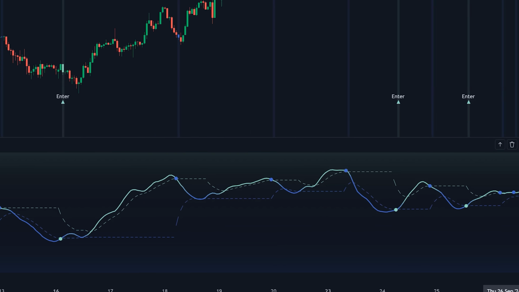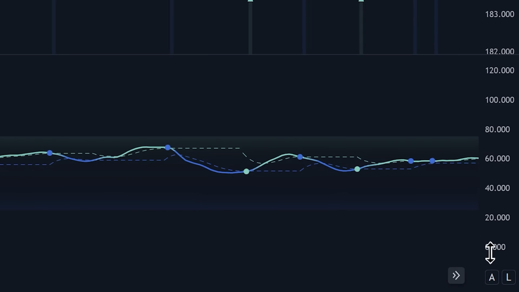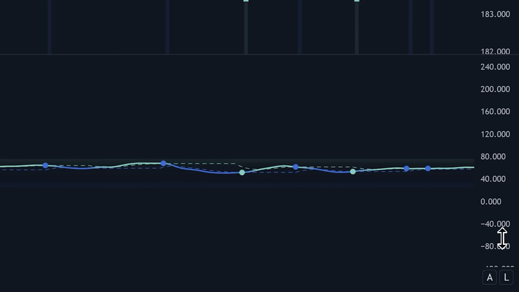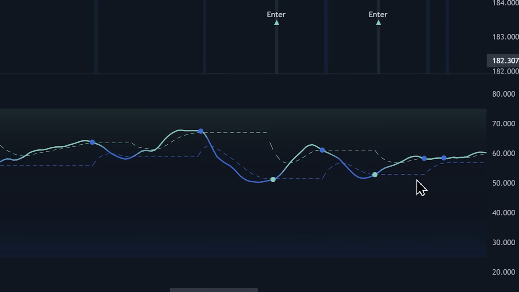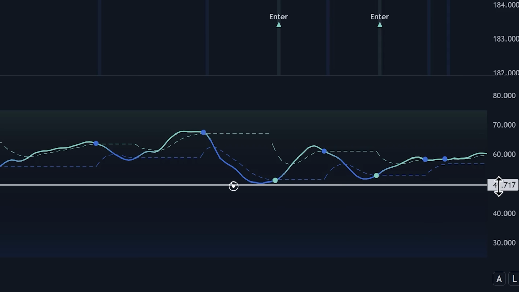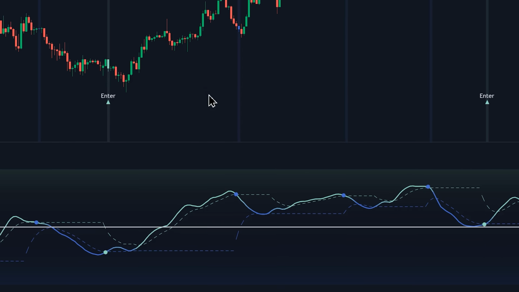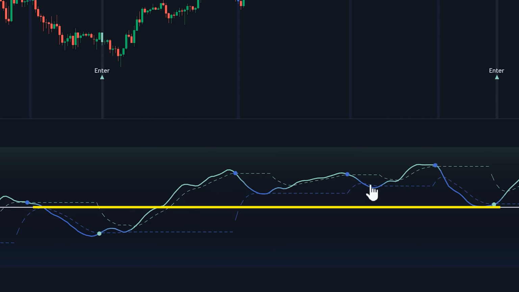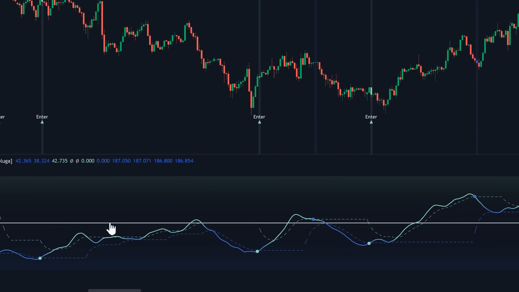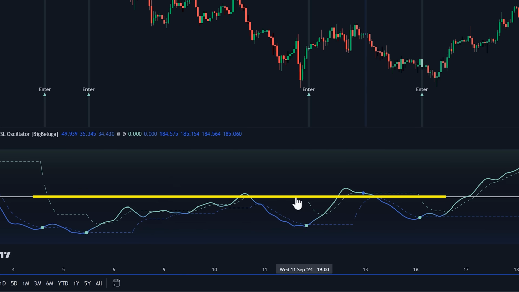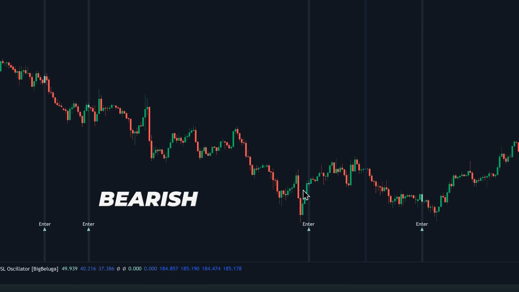Now, looking at the scale of this indicator, you can see that we have values ranging from 0 all the way to infinity. Now, while it may not look like it, there actually is a midpoint for this indicator, which is located at the 50 level of this indicator scale. Whenever all these oscillator lines are above the 50 level, that indicates that the market may be in a bullish momentum. Conversely, whenever all the lines are under the 50 level, that would indicate that the market is likely to be in a bearish momentum.